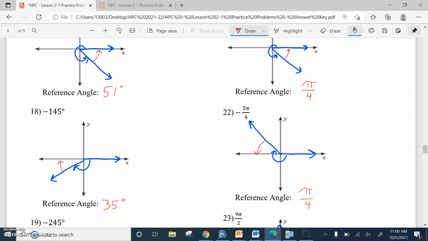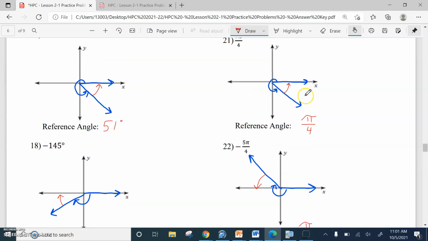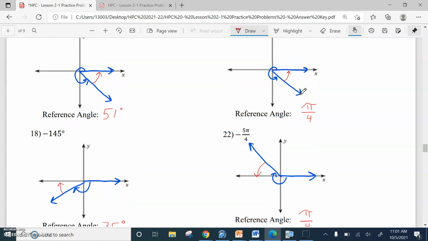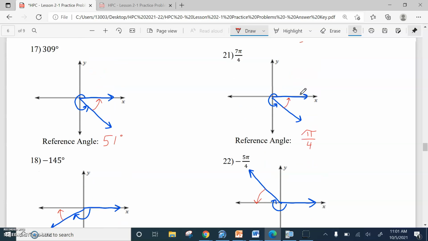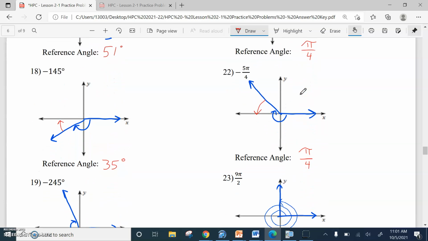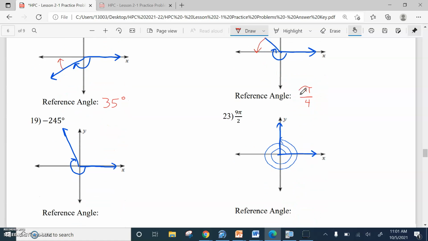Since we've had a couple of negative angles here, I do want to note that your reference angle is never negative. It's always just a positive, like an absolute value angle for the distance back to the horizontal line. So even though the angles are negative 145, negative 5 pi over 4, or like in 21, we're in that negative quadrant, no matter what, your reference angle will always be positive. It'll always be between 0 and 90 or 0 and pi over 2.